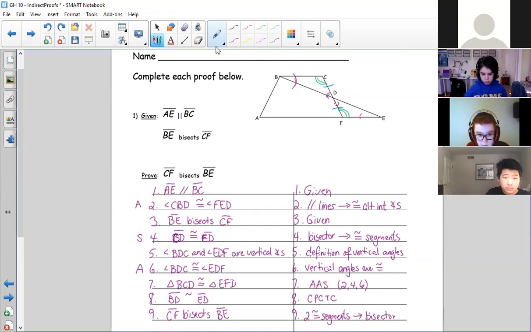Oh, yeah, that would be vertical angles, and those other angles would be angle side angle. If you did, this is congruent to this, and this is congruent to this, and this would be angle, angle, side. So yeah, lots of different ways to do it. Okay?